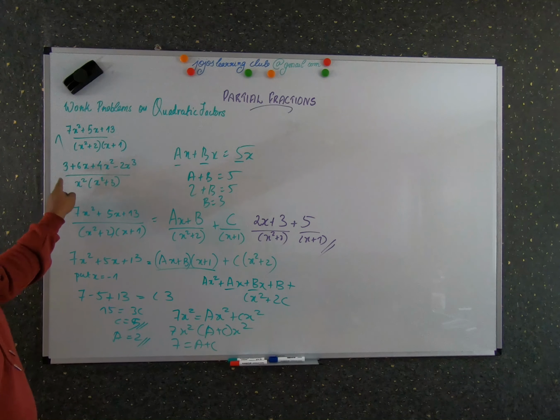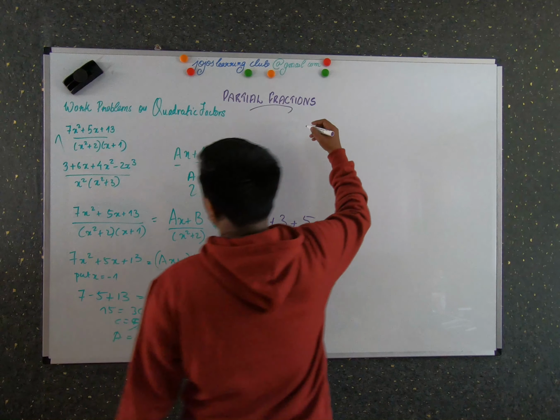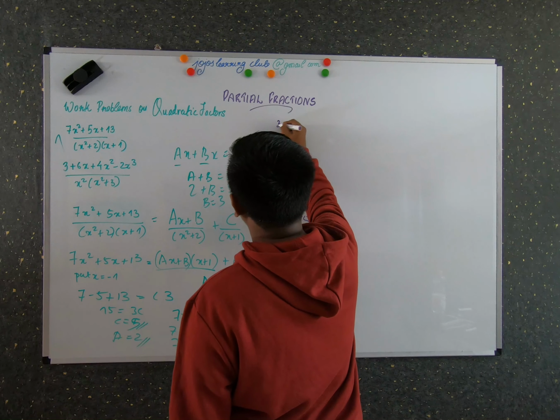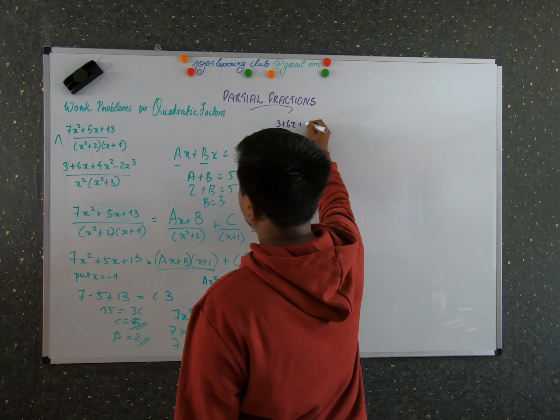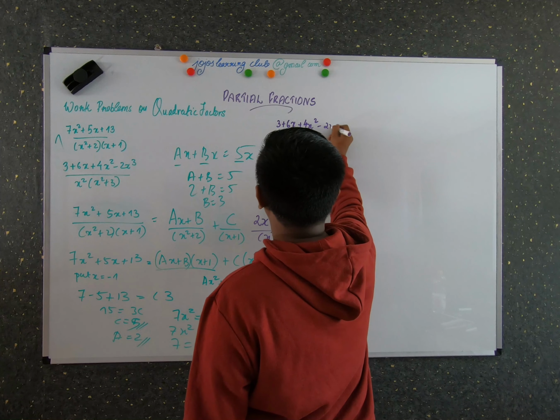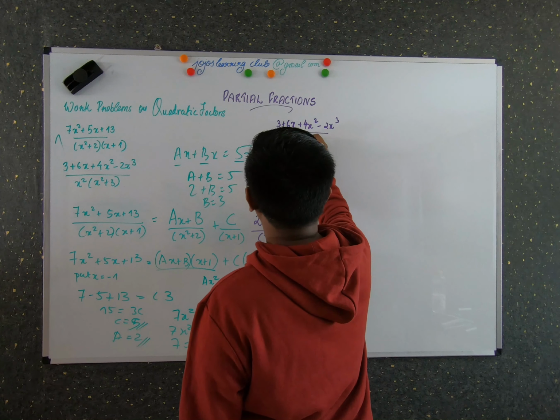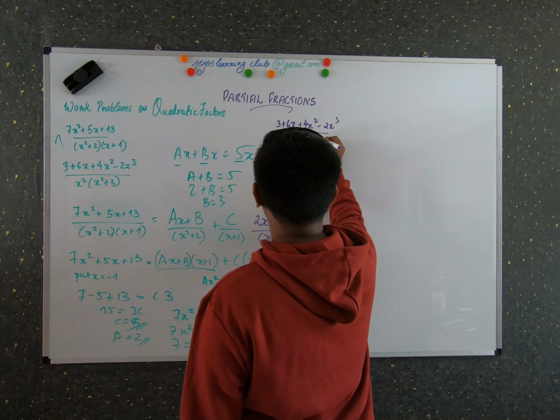Okay, now let's do the next problem. What is the next problem? (3 plus 6x plus 4x square minus 2x cube) by x square into (x square plus 3). So see, in this formula, there are two methods.